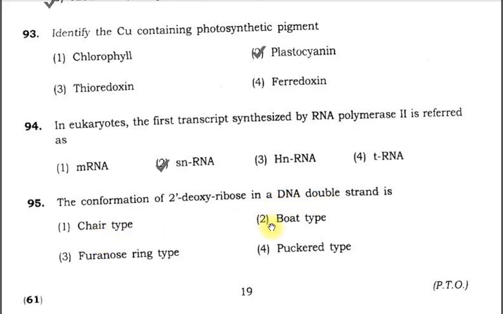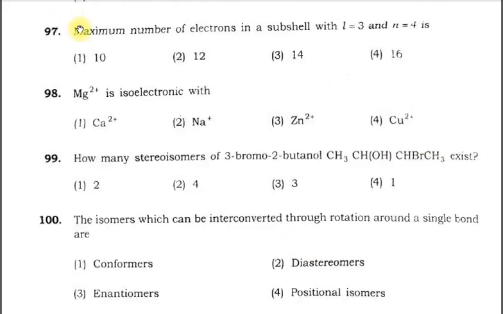Question number 95. The conformation of 2' deoxyribose in a DNA double strand is: 1, chair type; 2, boat type; 3, planar type; 4, pucker type. The correct one is 4, puckered type.